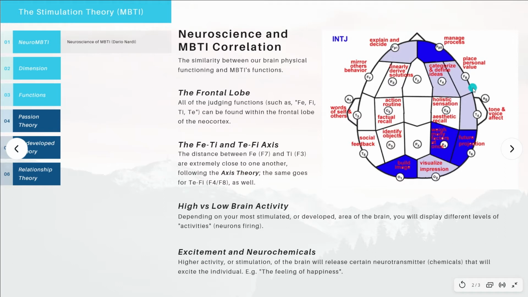Now, in contrast to FE, the cause and effect of how other people might feel and reacting to that, F8 is actually more personal, subjective in the brain. This is your likes and dislikes.